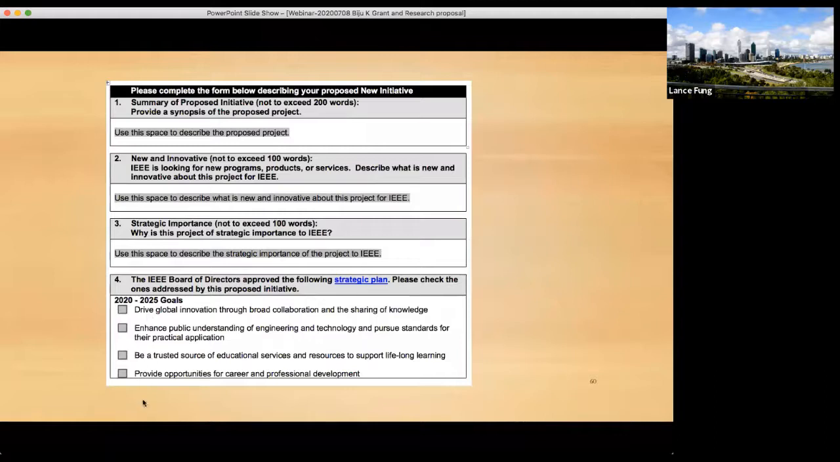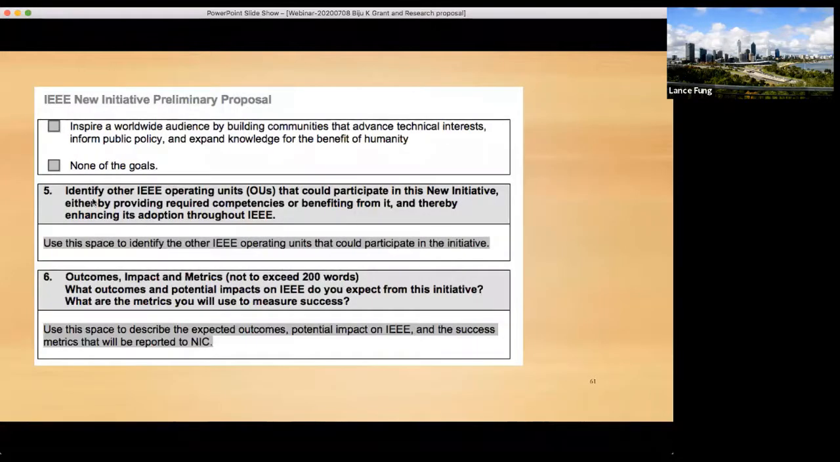Now you can see in here, we even highlight for you what the strategic goals within IEEE are. You can take a look at the IEEE website and find out the information. And also, what are the other OUs working with? Because we would also encourage collaboration within IEEE, because we also see that if it's a big project, you need it to benefit multiple communities as well.